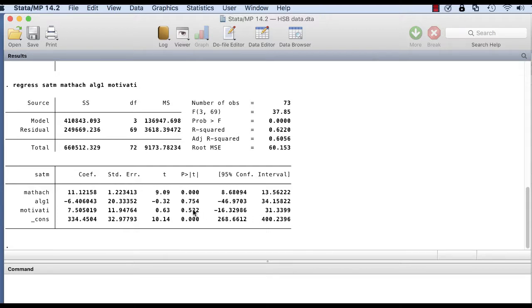Keep in mind that even though these aren't significant, they still contribute to the variability in scholastic aptitude math scores. It's just that they're not contributing significantly. So they're still important pieces of the regression analysis that we need to consider when not only interpreting, but also when forming a regression equation.